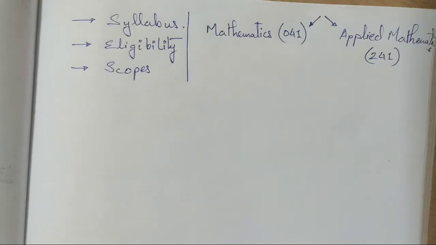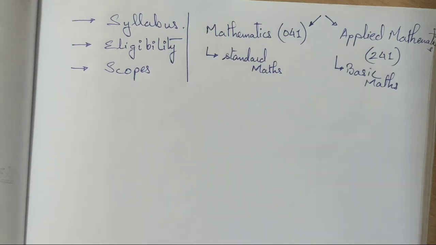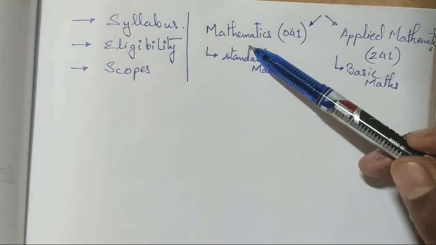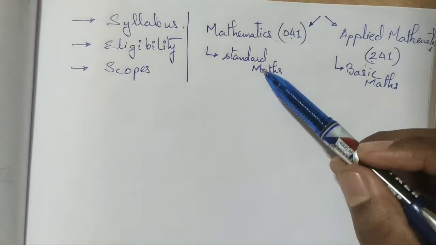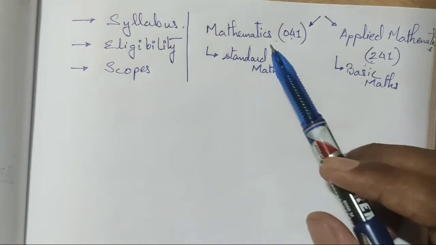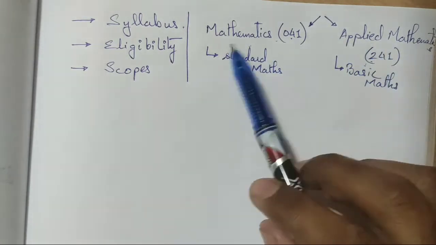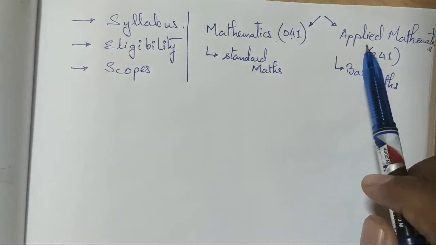So now let us come to the eligibility portion. This mathematics 041 will be given to those students who had standard maths in their class 10th, and those who have taken basic maths cannot opt for mathematics 041. They can opt for 241, that is applied mathematics. And actually the students who have standard maths can apply for whichever of the subjects. They cannot take both the subjects, okay.